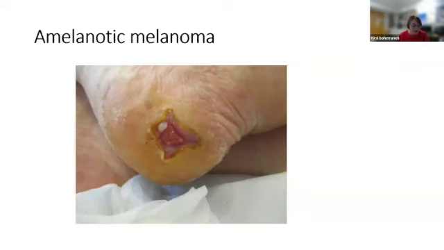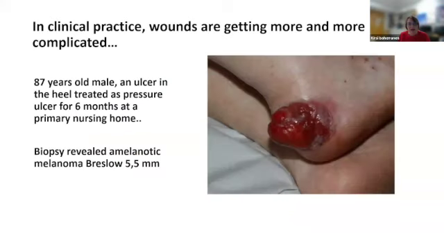On the other hand, the frightening melanoma can be presented as amelanotic melanoma without pigmentation. This was misdiagnosed as a diabetic neuropathic ulcer, but the ulcer did not respond to offloading and to good local treatment, and she was referred to us, and we took a biopsy, and it was an amelanotic melanoma.